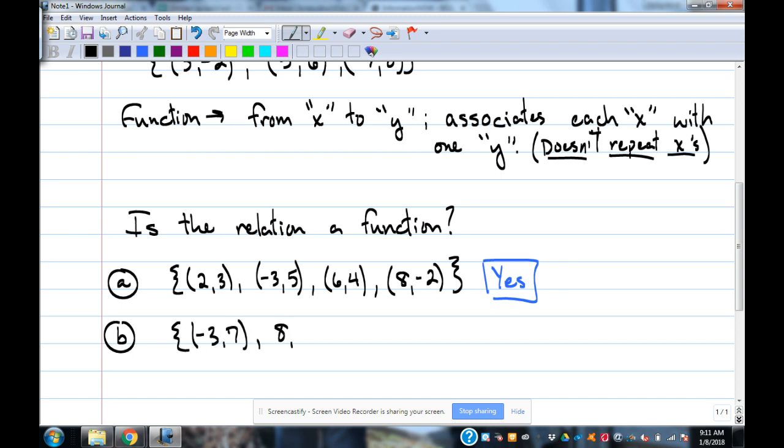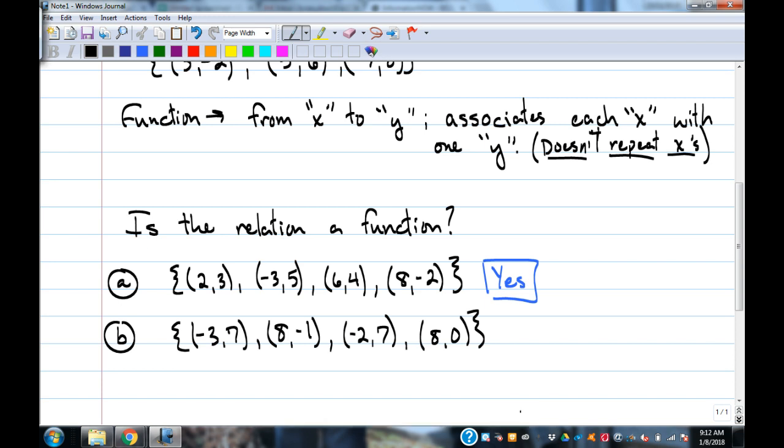-3, 7, 8, -1, -2, 7, 8, 0. Is that relation, again in a set of ordered pairs, a function? Why not? Repeated x values. 8 and 8 repeats there. So the reason behind it not being a function is that it has a repeated x value. Okay, so if it's not a function, you've got to tell me why. Why is it not a function? Because it's got a repeated x value.